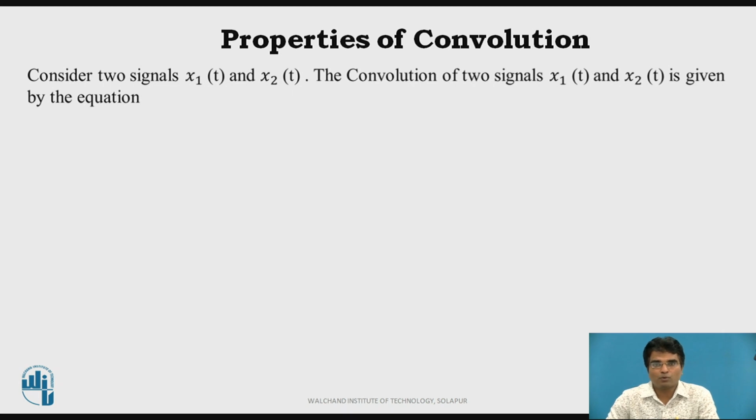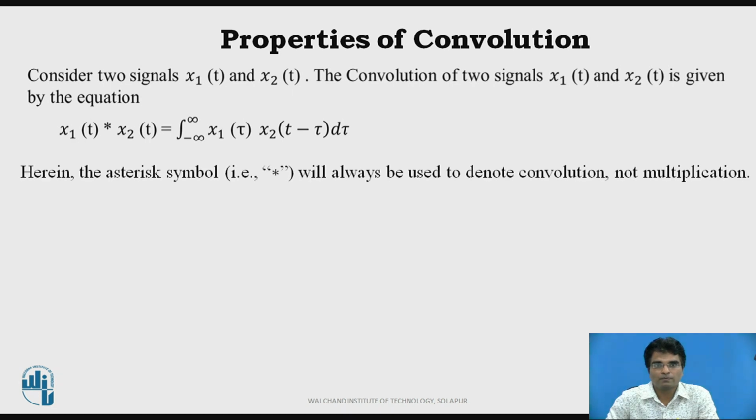First, we will see the properties of convolution. Consider two signals x1(t) and x2(t). The convolution of the two signals is given by x1(t) * x2(t) = integral from minus infinity to infinity of x1(tau) x2(t minus tau) d tau. Here, the asterisk symbol will always be used to denote convolution, not multiplication.